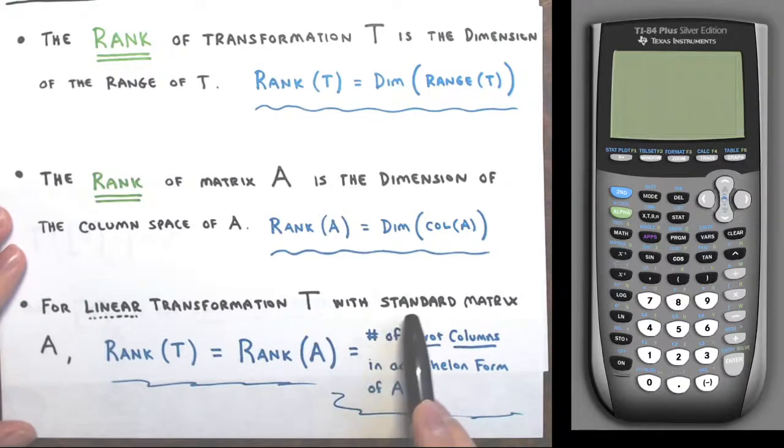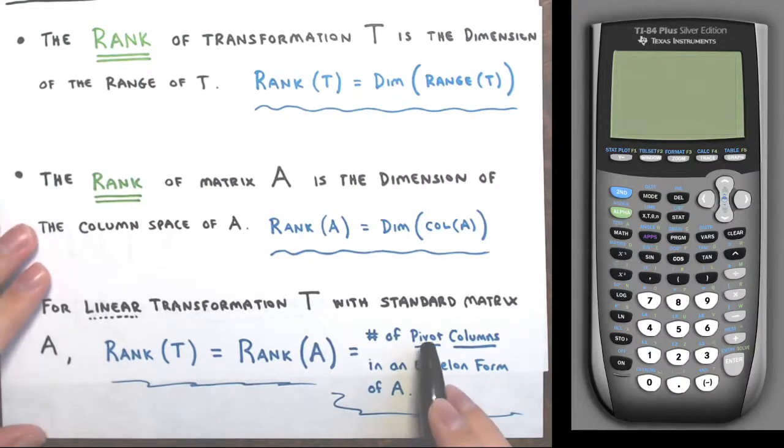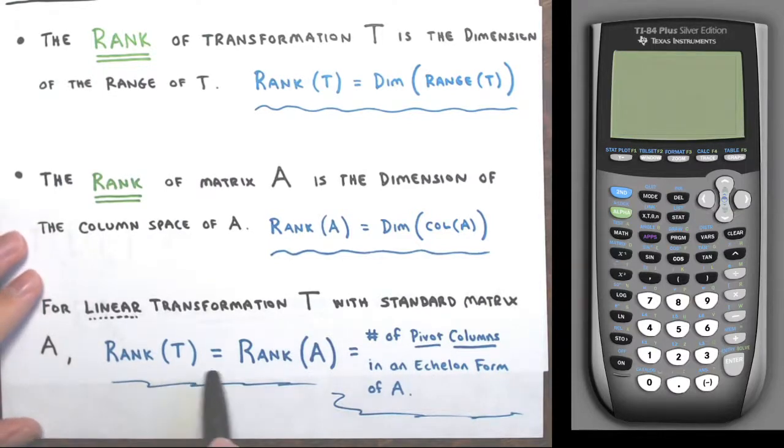And over here I've written kind of a recall, hopefully a refresher, going back to the finding the rank of a matrix videos. Remember, the rank of a matrix is the number of pivot columns in an echelon form of that matrix. So if I do row operations and put matrix A into either row echelon form or reduced row echelon form, the number of pivot columns that echelon form has is going to be the dimension of the column space of the matrix or the dimension of the range of the transformation. Either one, they'll be the same.